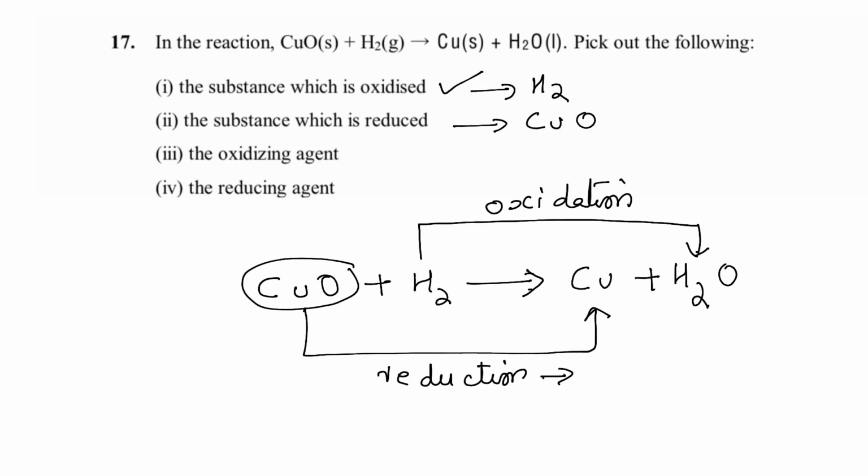CuO. Now what is the oxidizing agent? It's very easy. The oxidizing agent undergoes reduction. Keep that point in mind. So which one undergoes reduction? CuO. Now the reducing agent. What is the hint? The reducing agent undergoes oxidation. Got it, right? So it is H2. Now you can see all the answers are coming from the reactant side. Keep that hint in mind. It will help you.